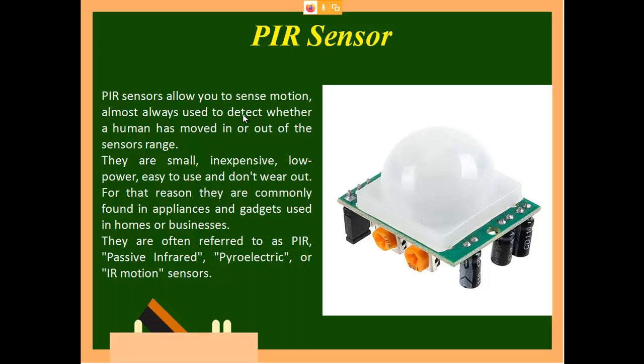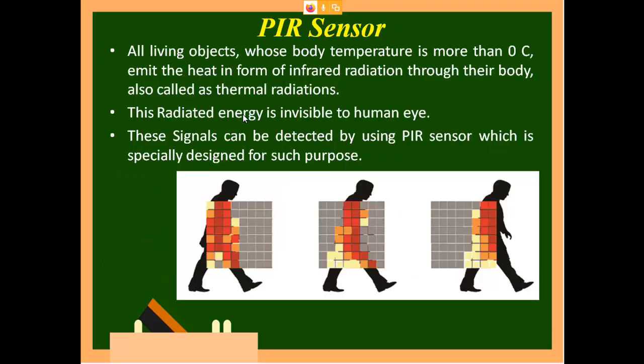They are often referred to as PIR, passive infrared, pyroelectric, or IR motion sensor. Whatever you want you can call it, but it is called passive infrared. IR is for infrared. So how it is detected is, as I told you, humans have a temperature.